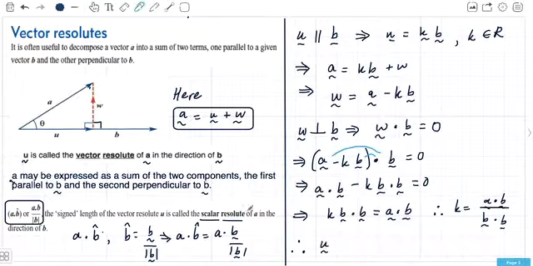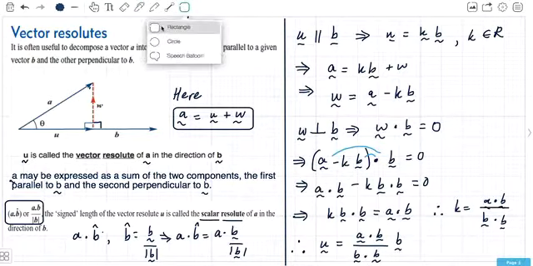So therefore, that U, which is what we call the vector resolute of A in the direction of B, this component here, the horizontal component, is given by K times B. And because we know what K is, this is A dot B over the magnitude of B, which can be the magnitude of B squared, but I'll actually write it the way that I've got it there, B dot B, and we've got the B here as well.